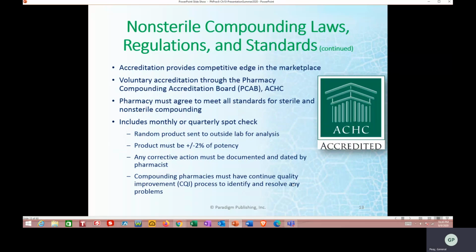And these are some of the other things. You have to have accreditation. The pharmacy must agree to meet all standards for sterile and non-sterile compounding. That's a no-brainer. It includes monthly or quarterly spot checks. More than likely it's quarterly. They will have auditors come out and check your equipment and make sure that you are compounding products that are up to standards. And these are some of the things that they look for. You can just look at this for FYI. You don't have to memorize them.